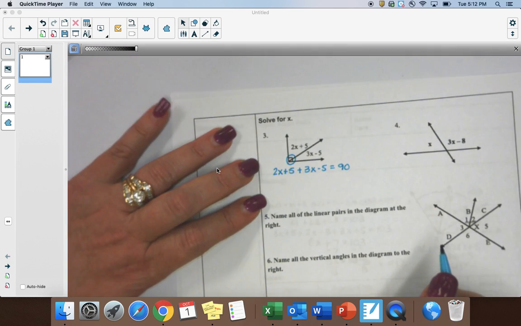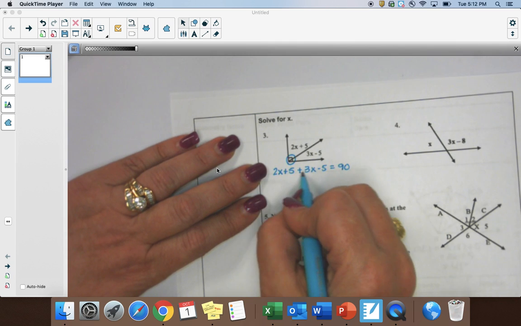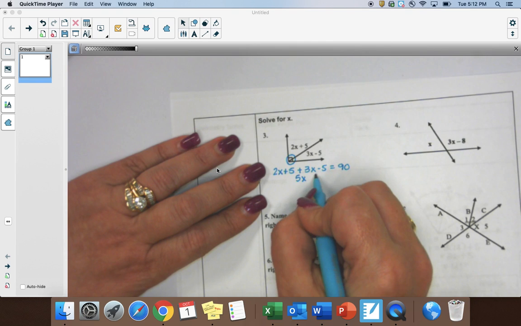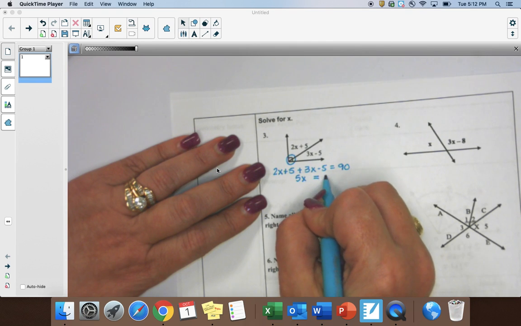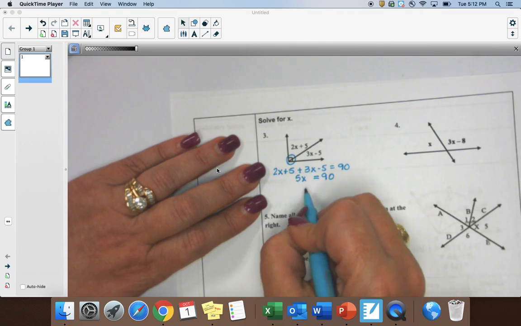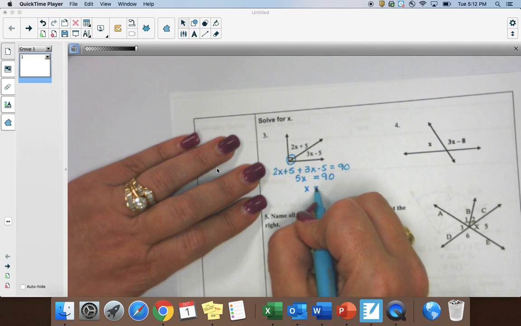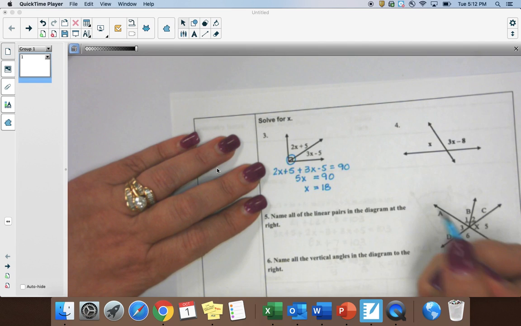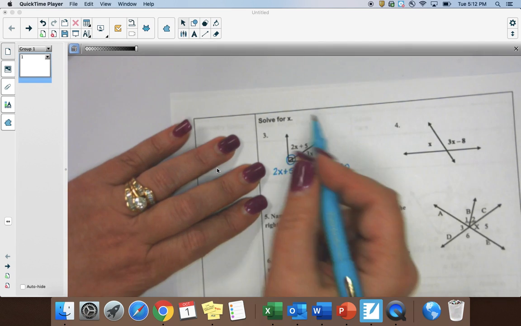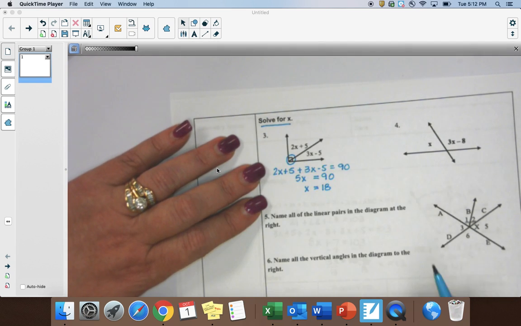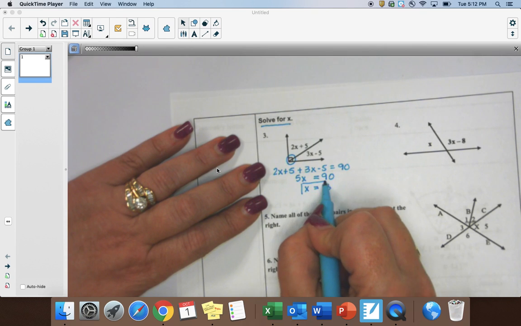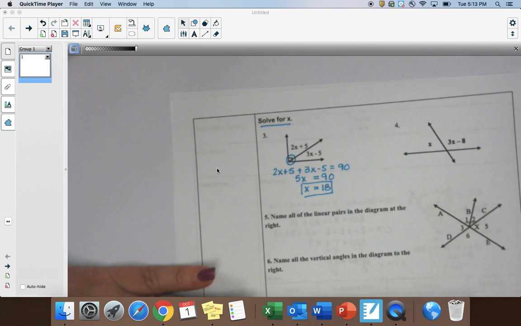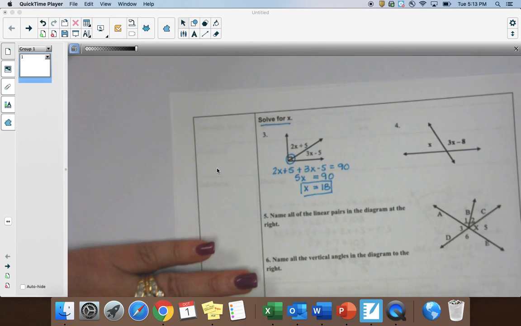Combine your like terms on the left-hand side. 2x plus 3x is 5x, and then 5 and negative 5 is 0, so 5x equals 90. When you divide both sides by 5, you get that x is 18. And since I only asked you to solve for x, you can stop there. If I had asked you for either one of the angles, then you would need to go back and substitute those. So that's another way of seeing complementary angles.